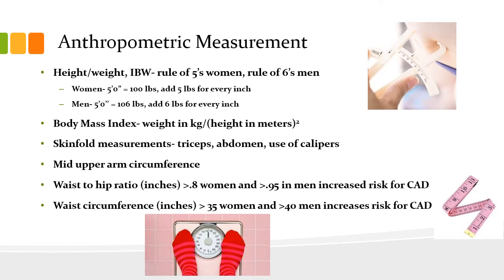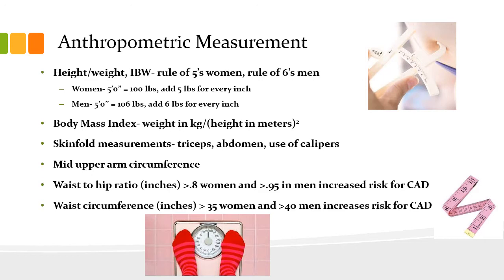The body mass index is the weight in kilograms divided by the height in meters squared. Also look at skin fold measurements. We use calipers, such as shown in the picture up in the right upper corner. We do skin fold measurements to measure triceps, abdomen. Skin fold measurement, and especially on the triceps, is an easy measurement that's used oftentimes in health promotion programs.